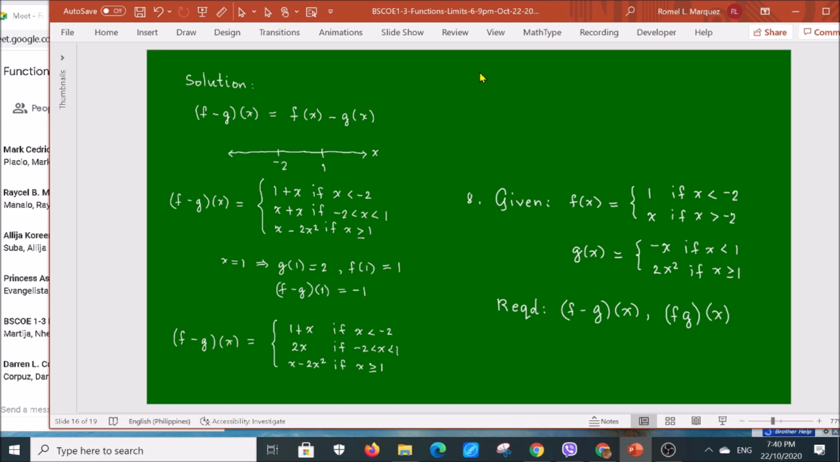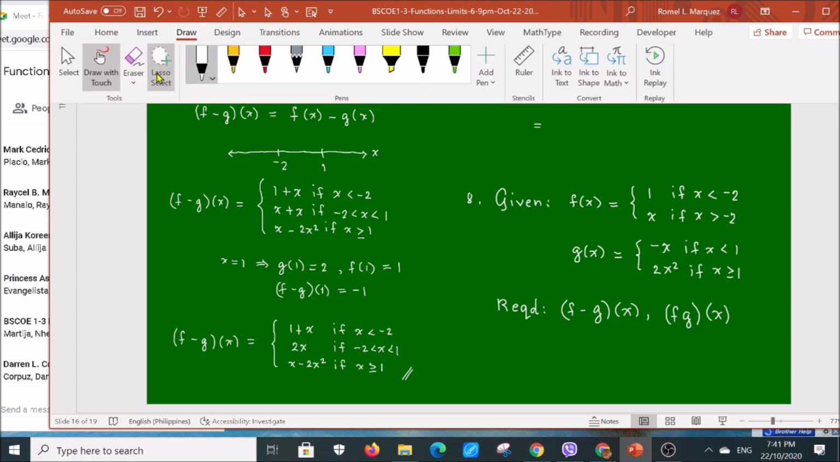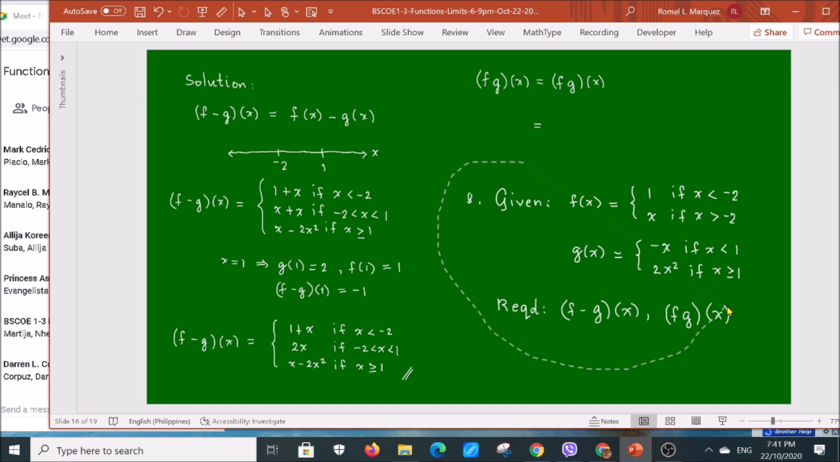What about the product? So this is now the answer. What about f plus g? I mean f times g. F times g. Are you still alive, guys? Yes, sir. fg of x. What about fg of x? So we multiply. So let me move this given. I'm going to move this given.